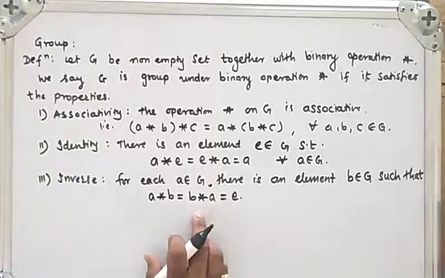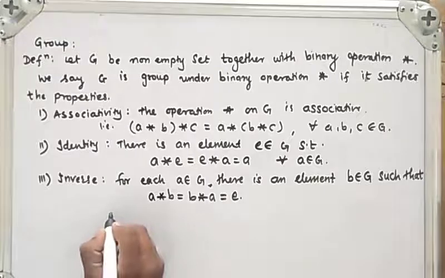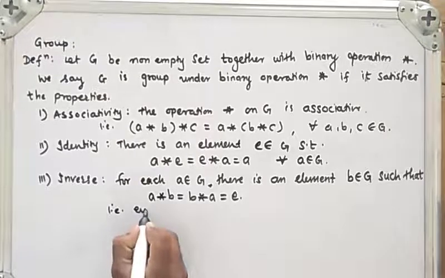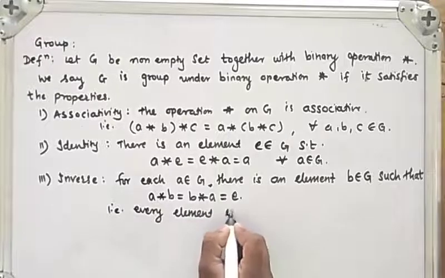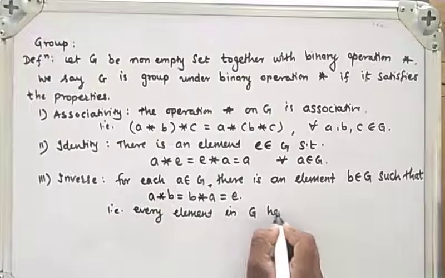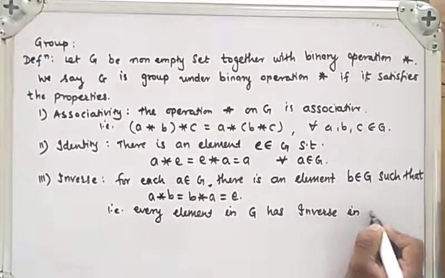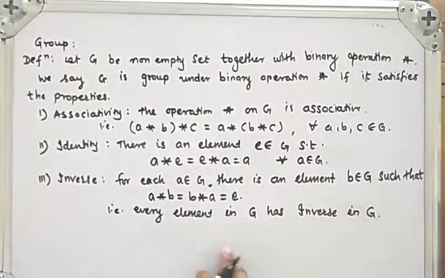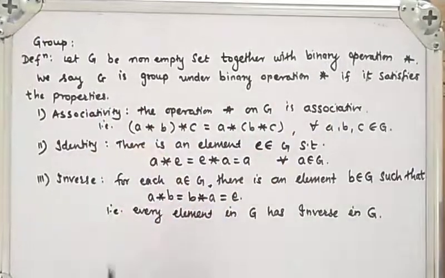So here, every element in G has an inverse in G. So if all these three properties are satisfied, then we say that G under binary operation star forms a group. Now this is the definition of group.